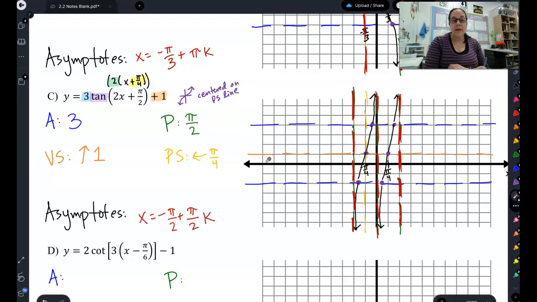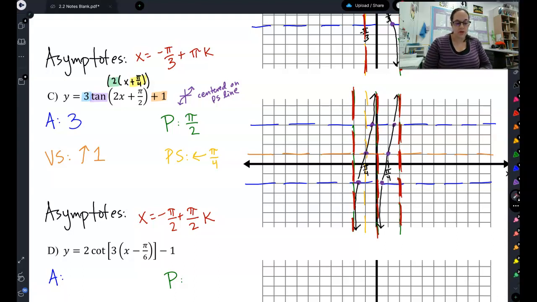Let's check your work. I went up 1 for my vertical shift, up 3, down 3 for my amplitude. I went left pi fourths for my phase shift. And because this is a tangent, it should be centered on that phase shift line. So I know my period is pi halves. I need to center that pi halves on the yellow line. So here's my yellow line. I centered pi halves on that, by going pi fourths on either side.